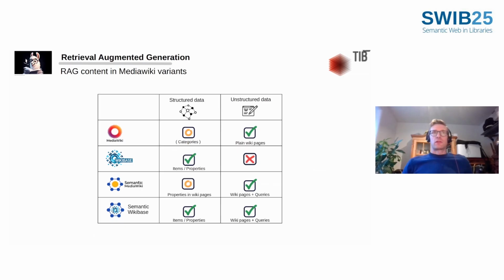Our system needs to handle structured and unstructured data depending on what system we are using. In a plain MediaWiki like Wikipedia, you have articles which are mostly unstructured data. If you have a pure Wikibase, you have items and properties like a graph, which is structured data, but there are also mixed configurations. So for example, if you use Semantic MediaWiki together with Wikibase, you might have both.